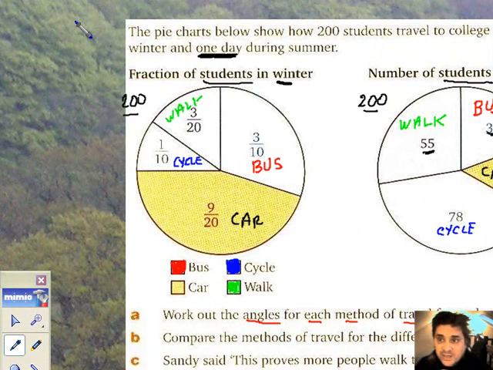Now Sandy, who obviously conducted this survey, said this proves more people walk to college in the summer.